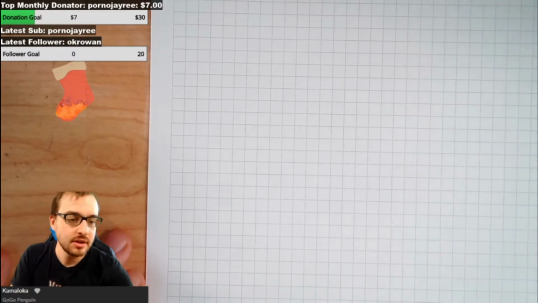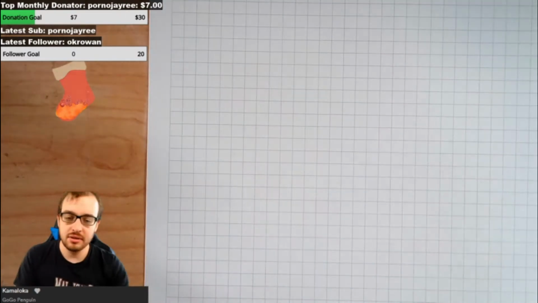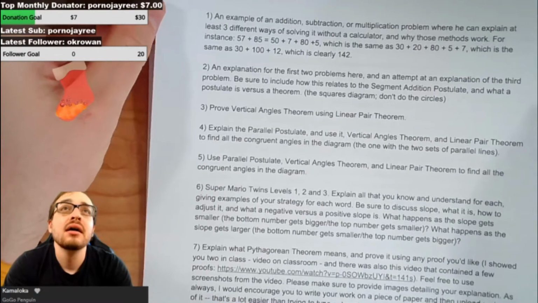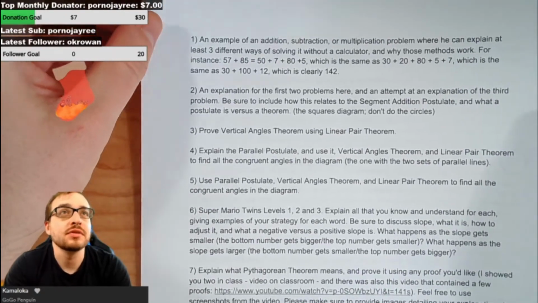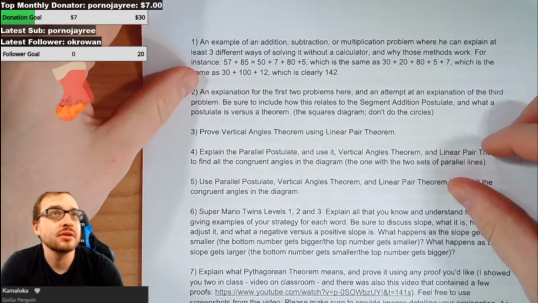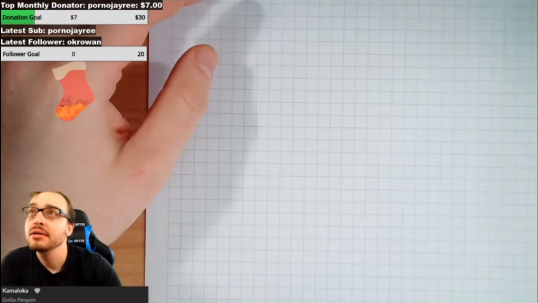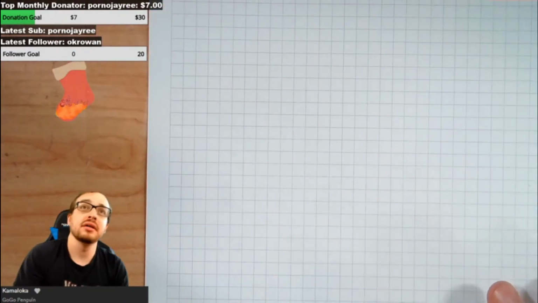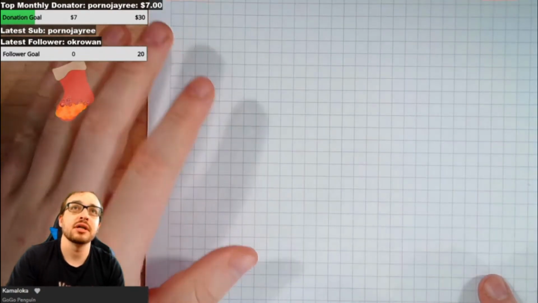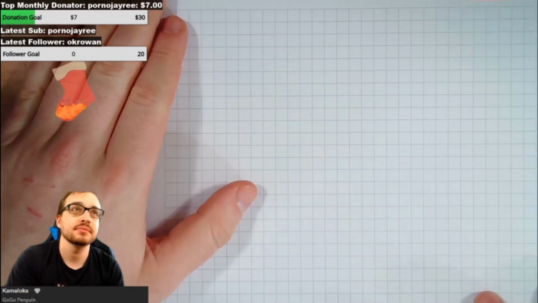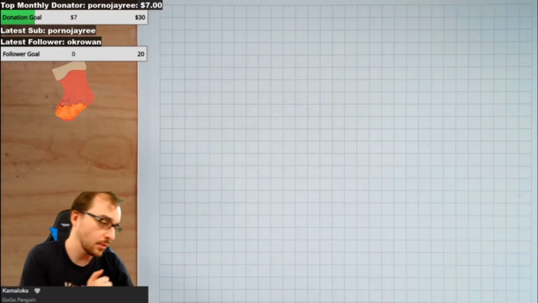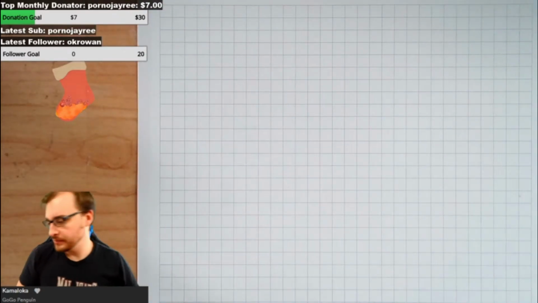So, where should we start? So 1 through 15. Looks like number 1 is going to be an example of an addition, subtraction, or multiplication problem, and explain it in 3 different ways and why those methods work. So for me, the easiest one I can think of is explaining subtraction and showing a couple methods for that.